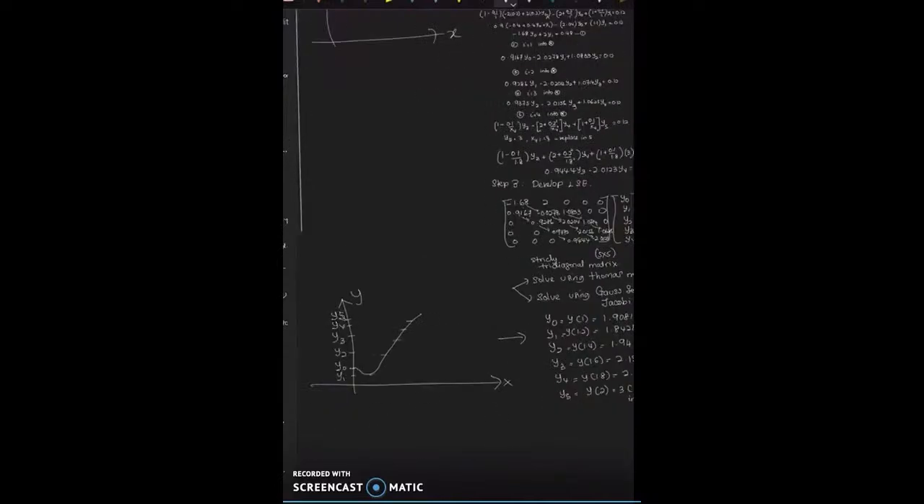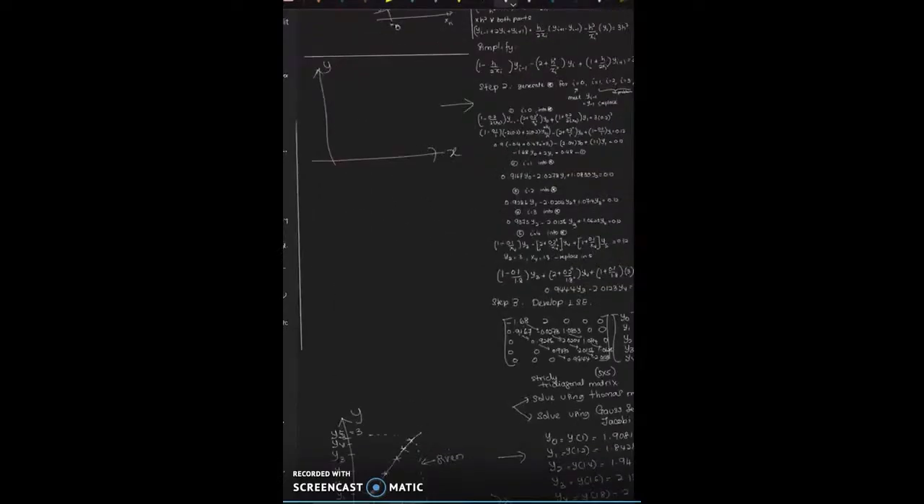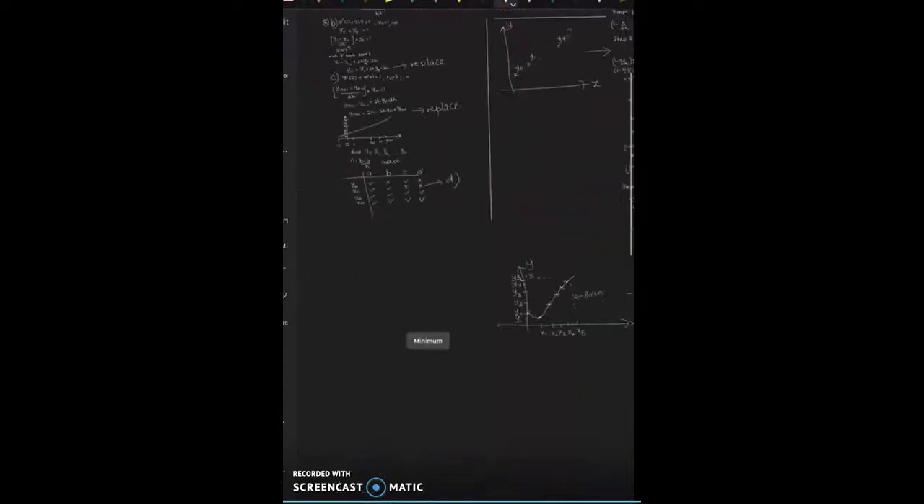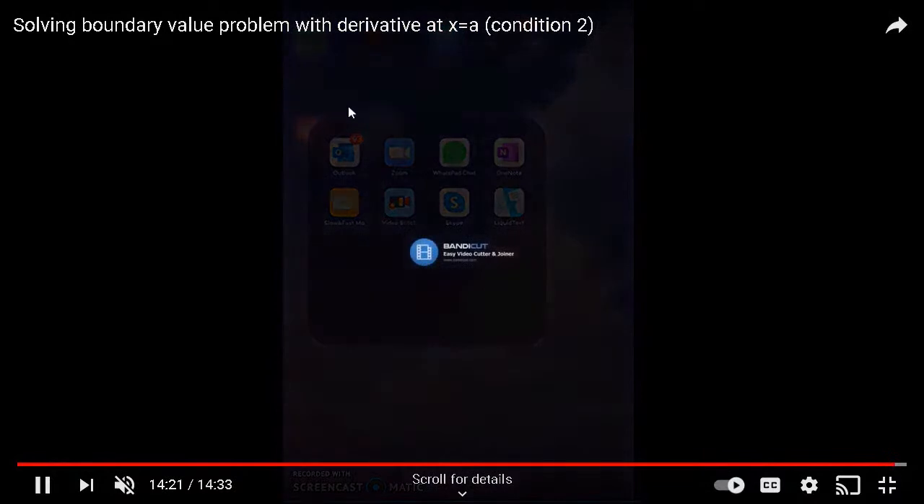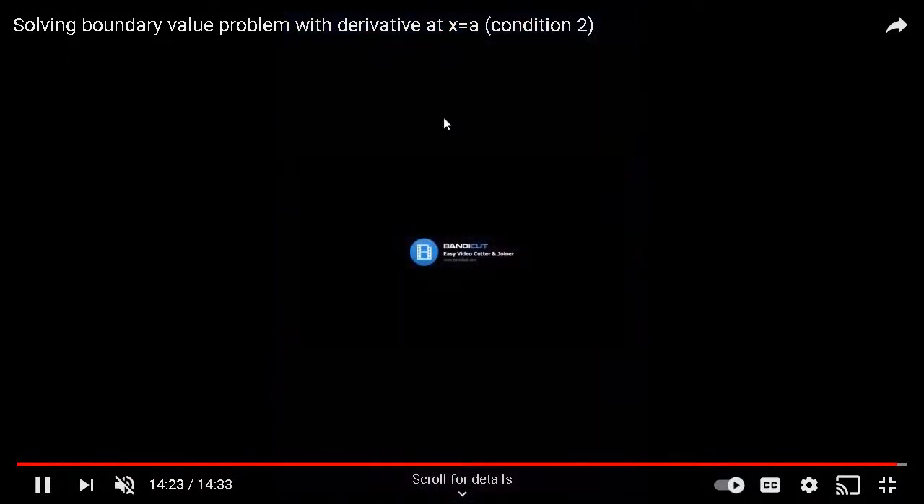So you can see the temperature behavior for this boundary condition with derivative at the early corner and x equal to a is increasing. Okay, it's increasing. All right. So this is the condition for condition number two. All right. So I stop here.